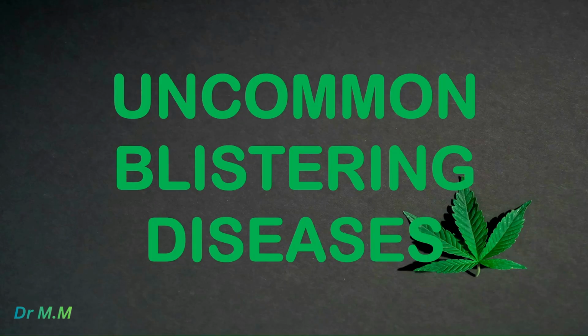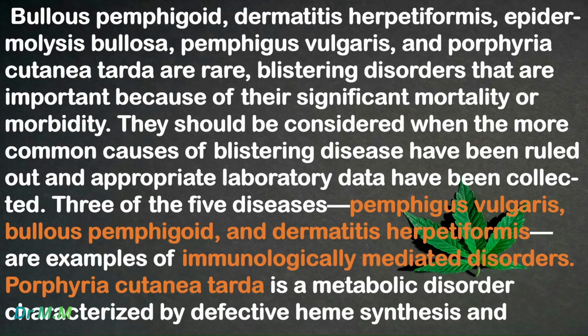Now we are going to talk about uncommon blistering diseases. Bullous pemphigoid, dermatitis herpetiformis, epidermolysis bullosa, pemphigus vulgaris, and porphyria cutanea tarda are rare blistering disorders that are important because of their significant mortality or morbidity.